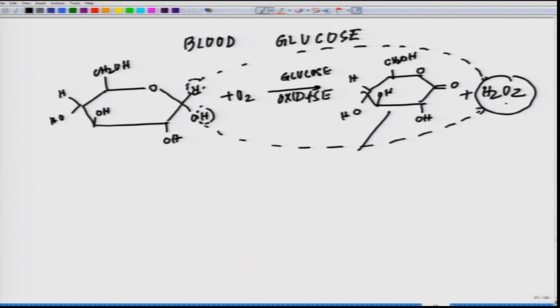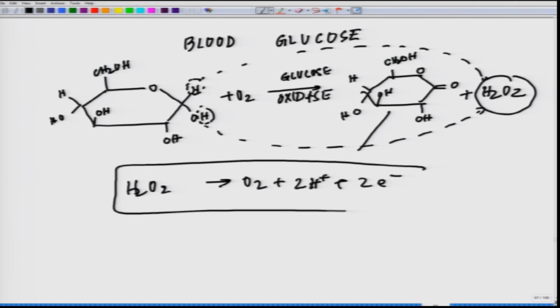They measured the H2O2 by oxidation at a single working electrode, which is held at positive 0.6 volt versus Ag/AgCl. This was the reaction: H2O2 gives O2 plus 2H+ plus 2 electrons. So this is the reaction at the working electrode. The current is proportional to the concentration of H2O2, which in turn is proportional to the glucose concentration.